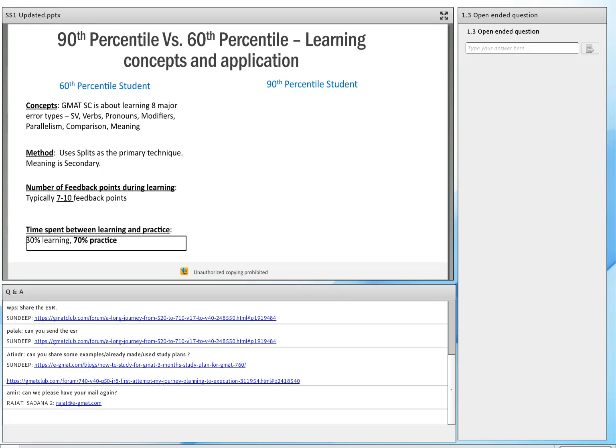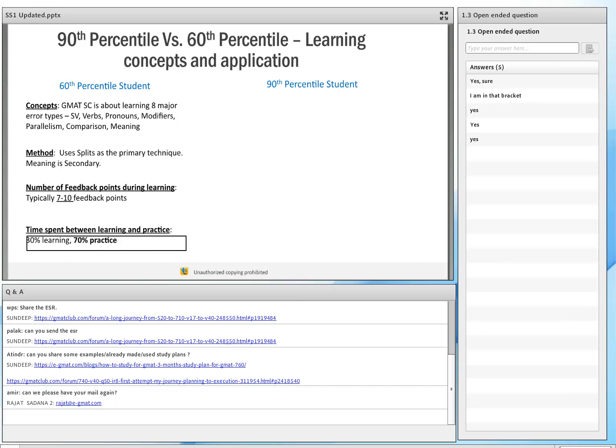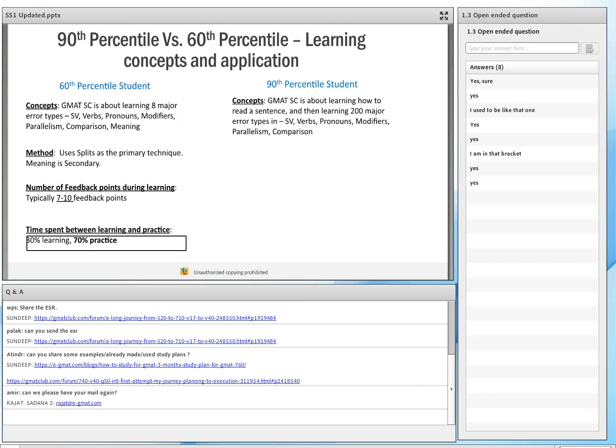The time spent between learning and practice, the number of errors that you see. I mean, there are a few people who probably are in that group who've really said, hey, GMAT SC is about learning verbs, subject verbs, and so on and so forth, and then have spent 30% of their time learning and 70% of their time practicing. Anyone over here? Yay, nay, guys? Yeah, a few of you are in that bracket, right? That has happened. That's not how a 90th percentile guy thinks.